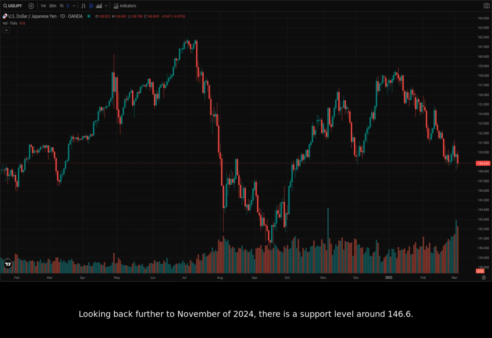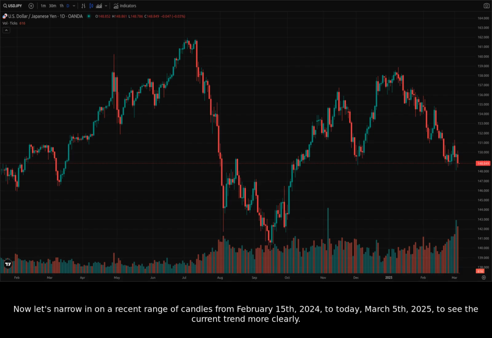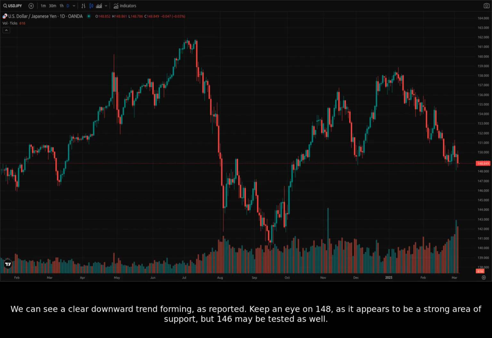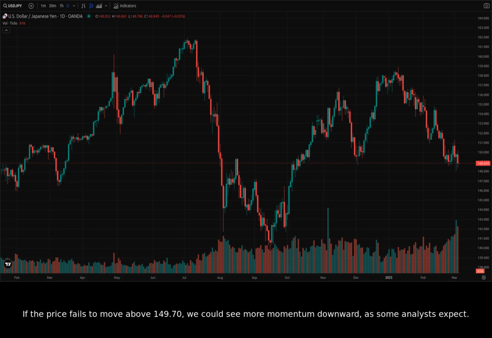Looking back further to November of 2024, there is a support level around 146.6. Now let's narrow in on a recent range of candles from February 15th, 2024 to today, March 5th, 2025, to see the current trend more clearly. We can see a clear downward trend forming as reported. Keep an eye on 148, as it appears to be a strong area of support, but 146 may be tested as well. If the price fails to move above 149.70, we could see more momentum downward, as some analysts expect.